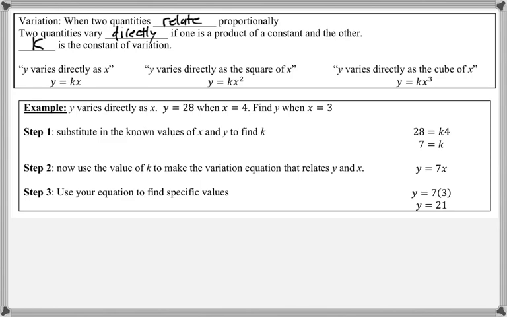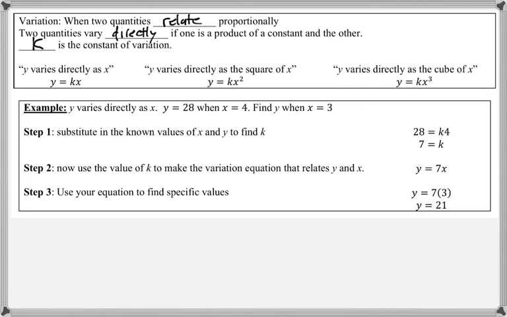Now, variation questions are going to be phrased very specifically. So when they say y varies directly as x, we can set up this equation. When they say y varies directly as the square of x, we would set up this equation. It's the same thing except x is squared. And same with the cube.